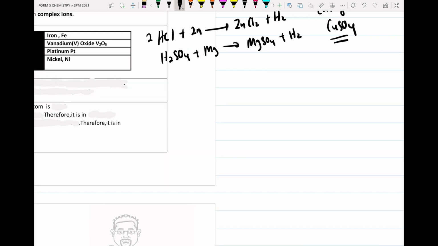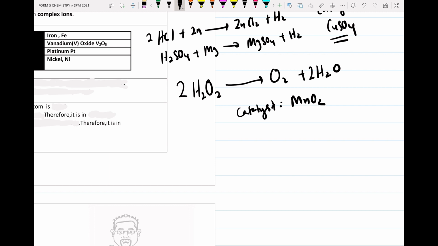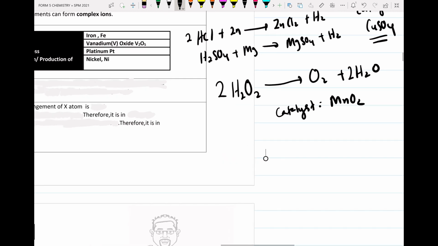Or one more, decomposition of hydrogen peroxide. When hydrogen peroxide decomposes, take the oxygen, put it here, then put your water molecule. Balance here, 2 in front, put 2. Then balance the hydrogen, for hydrogen 4. In this reaction, the name of the catalyst used is MnO2, manganese(IV) oxide. So please remember all this.